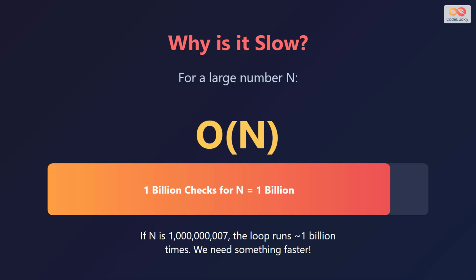This method works, but it is slow. The time complexity is big O of n. This means if you want to check if the number 1 billion is prime, your loop might have to run 1 billion times. For very large numbers used in cryptography, this is unacceptable.